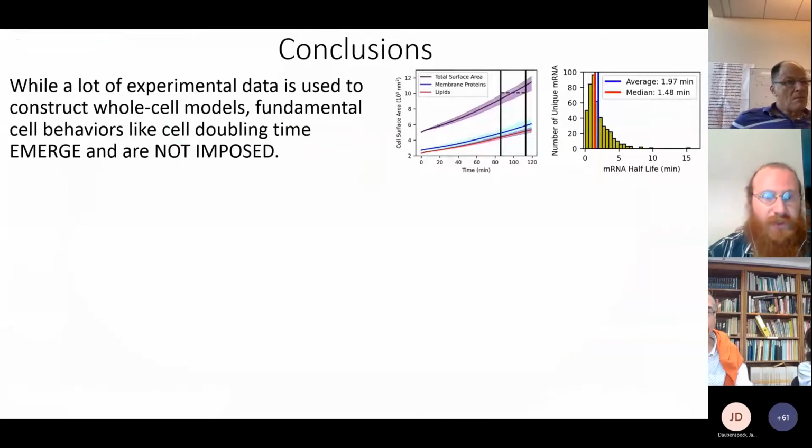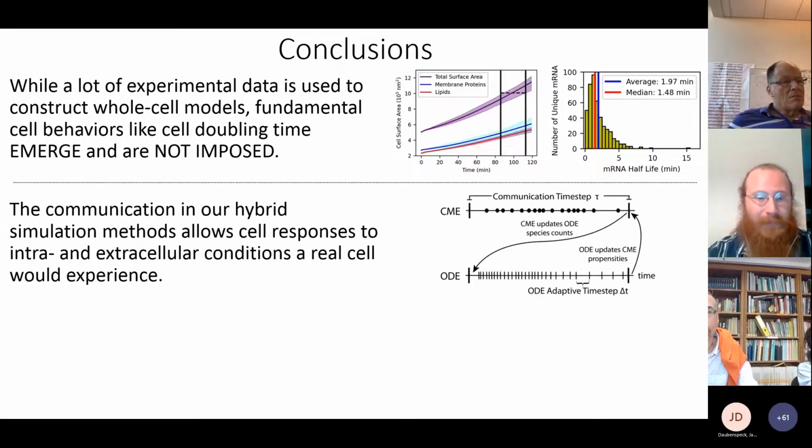So in conclusion, while a lot of experimental data is used to construct these whole cell models, a lot of these behaviors emerge from the simulations and are not imposed. We didn't tell the simulation the half-lives, we didn't tell it what the doubling time was, but we got these nice predictions out by doing due diligence with our kinetics and obeying thermodynamics.